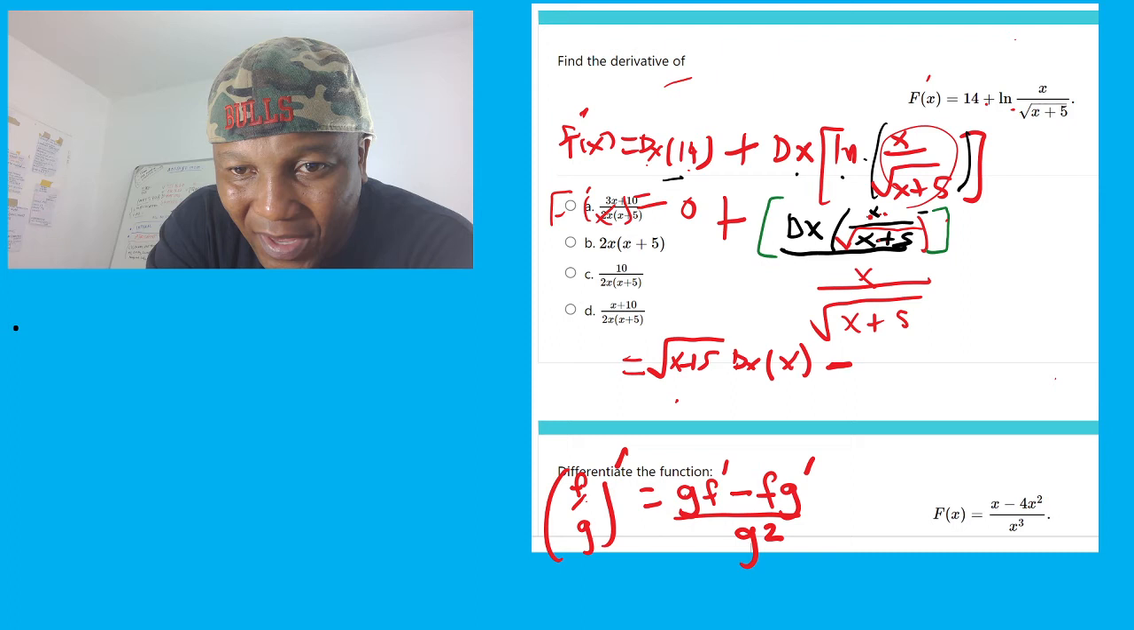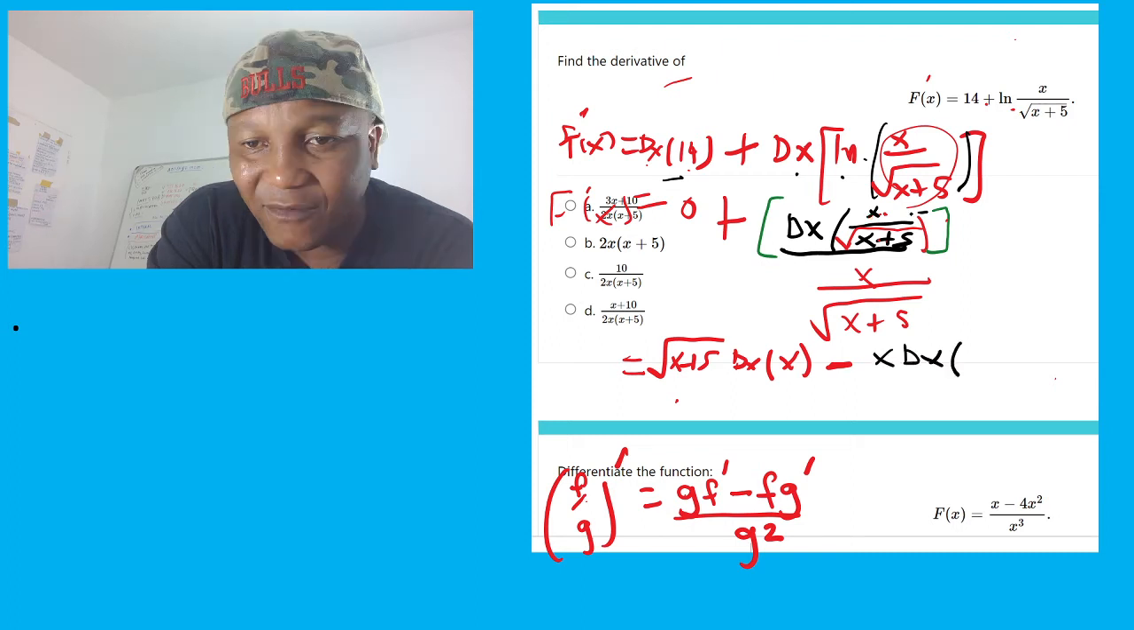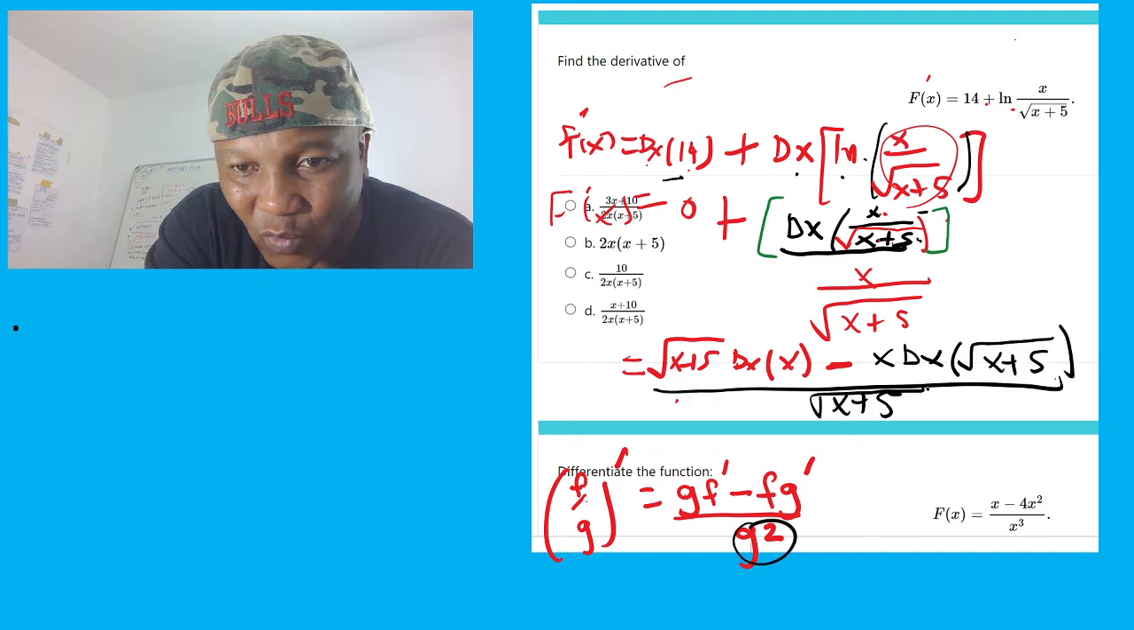and then we're going to derivate the denominator, which is the square root of x plus 5. Okay, and then we put it over the square of the denominator. What is the denominator? It is this one here, so we say square root of x plus 5, and then we have to square. Okay, but we're not done. We have to go for the denominator.